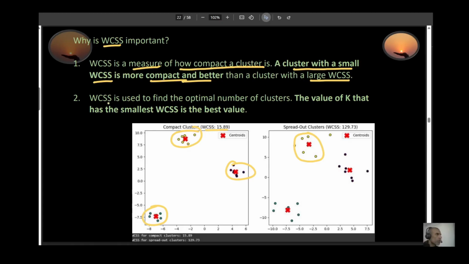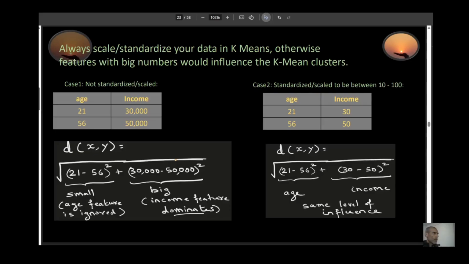We can also use WCSS to find the optimal number of clusters. We saw that in a previous slide. The value of K that gave you the smallest WCSS was the best value. Now, always scale, in other words, standardize your data in the K-means algorithm. Otherwise, your features that have big numbers, a big range of numbers, are going to influence your K-means clusters. So let's understand this through a simple example.